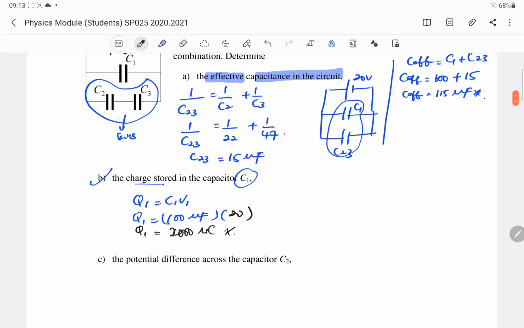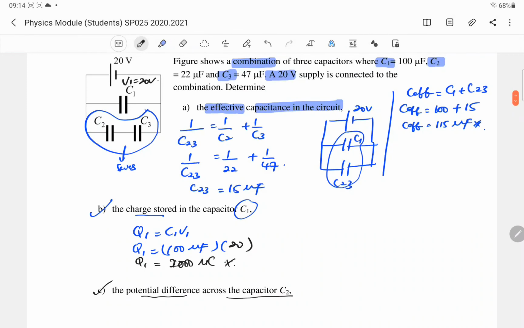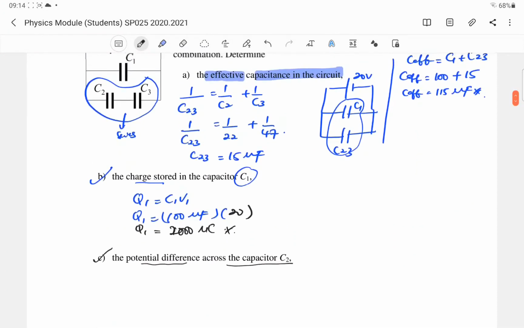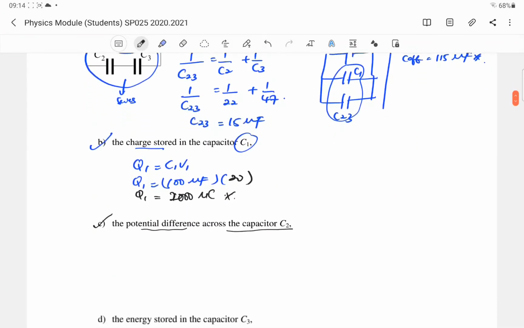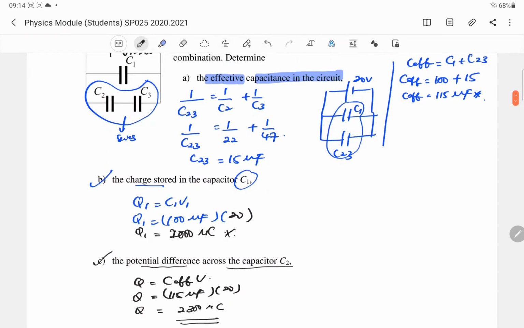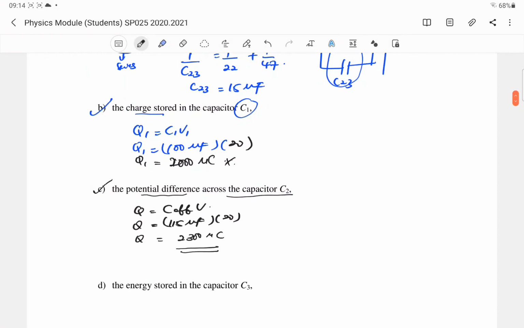Okay, alright. So we want to get the potential difference across C2. So how do we get the potential difference across C2? So we get first its Q total. Okay, we get first its Q total. So Q is equal to C effective times V. So Q, C effective is 115 microfarad. V is 20. So Q will be 300 microcoulomb. Okay, this is the total charge in our circuit. Okay, total charge in our circuit.